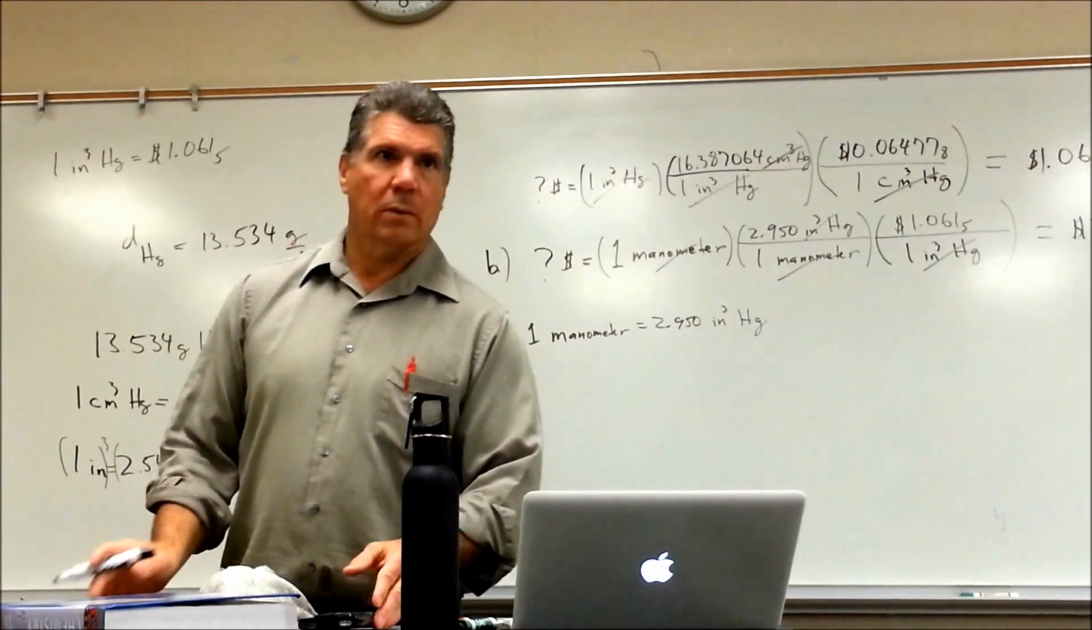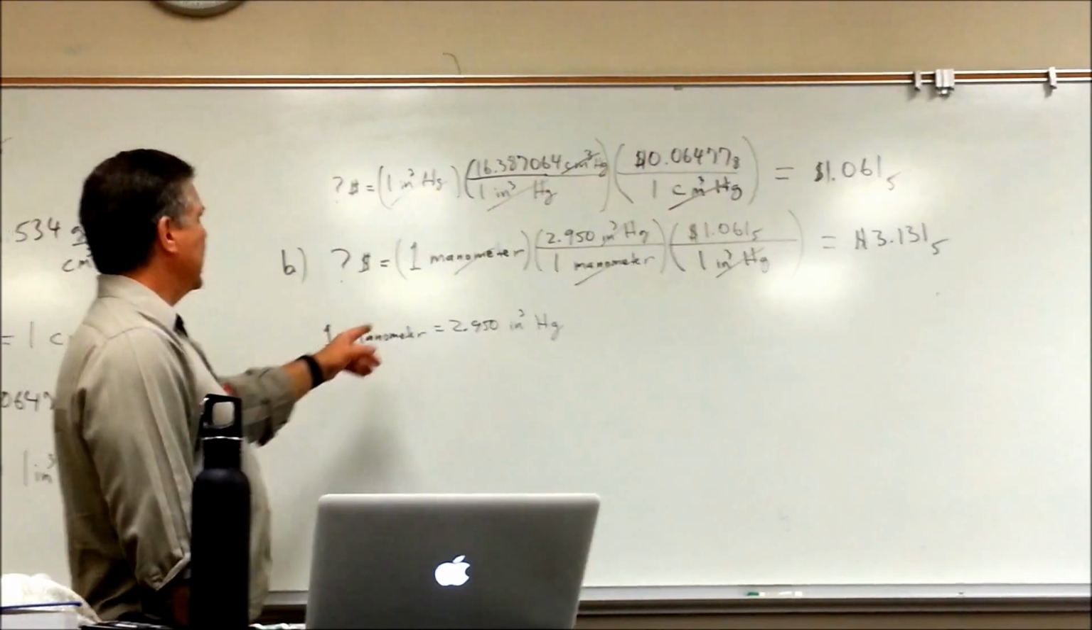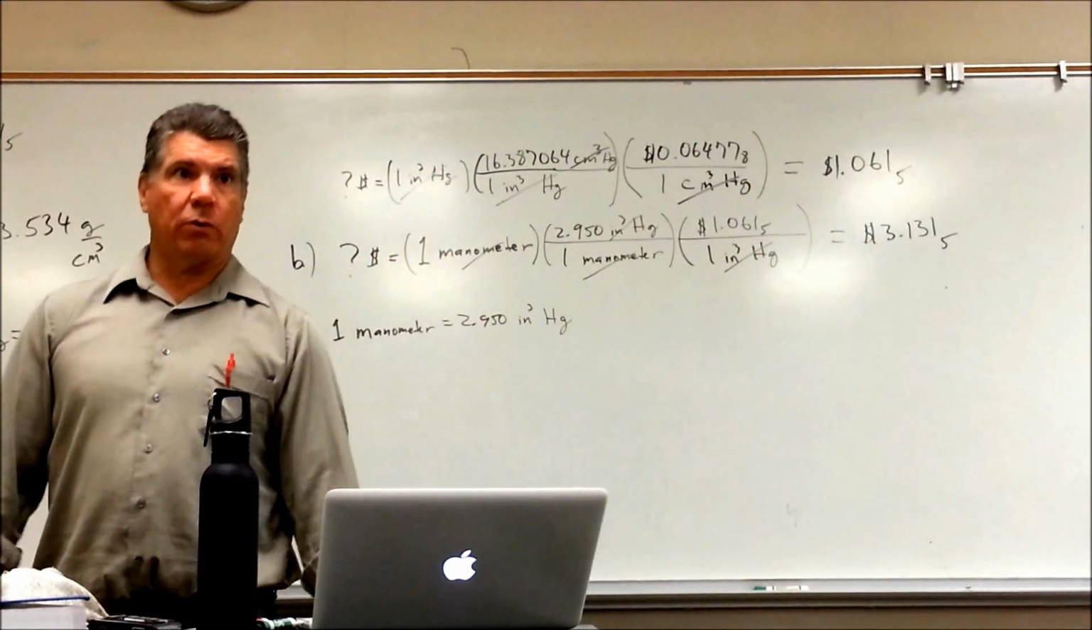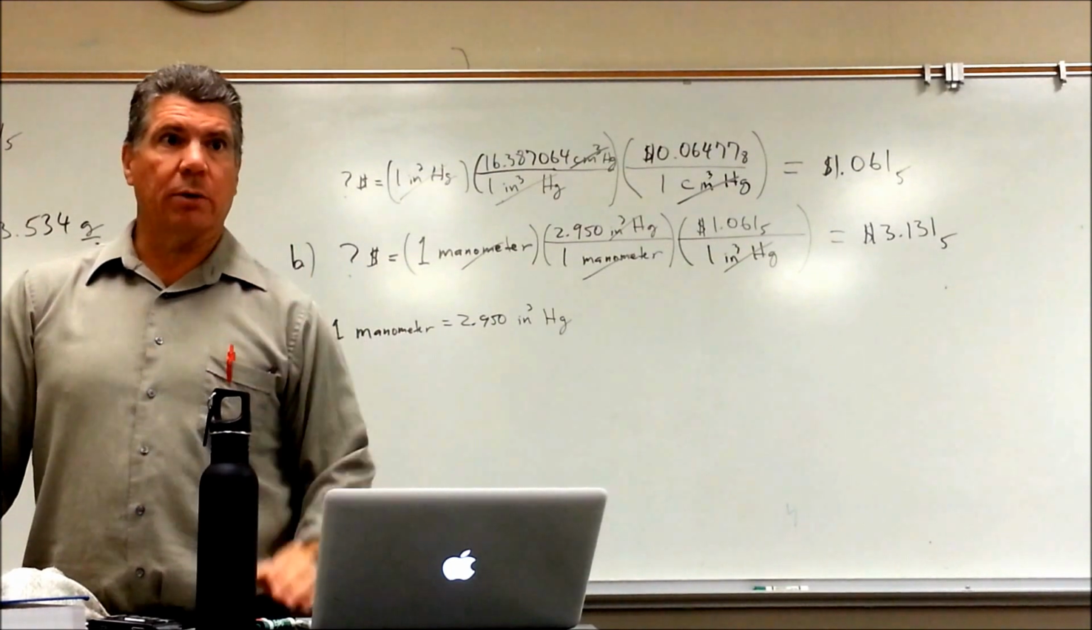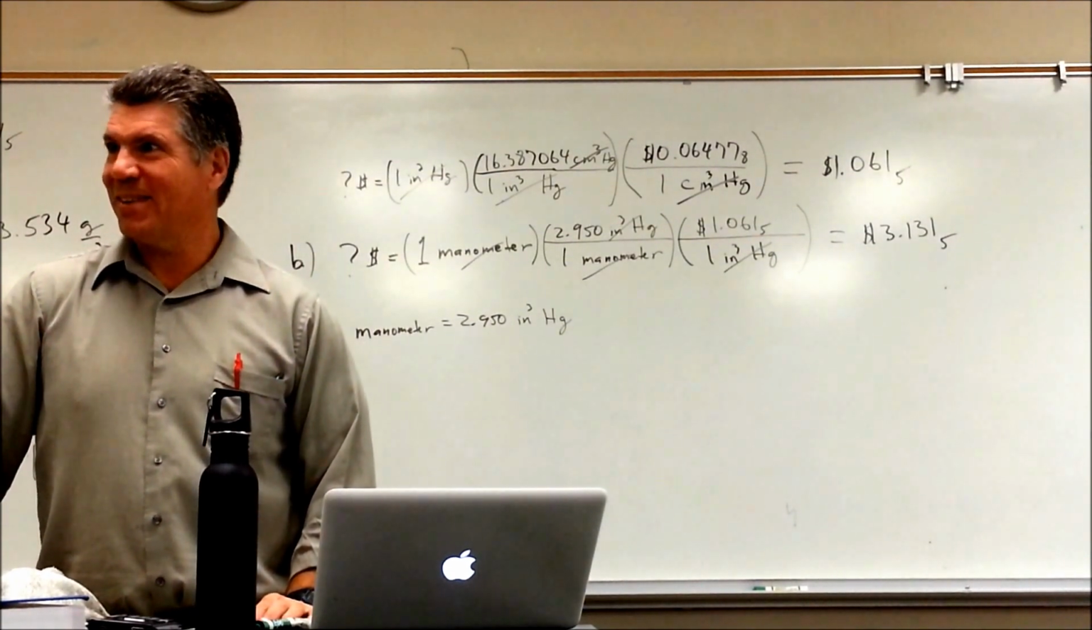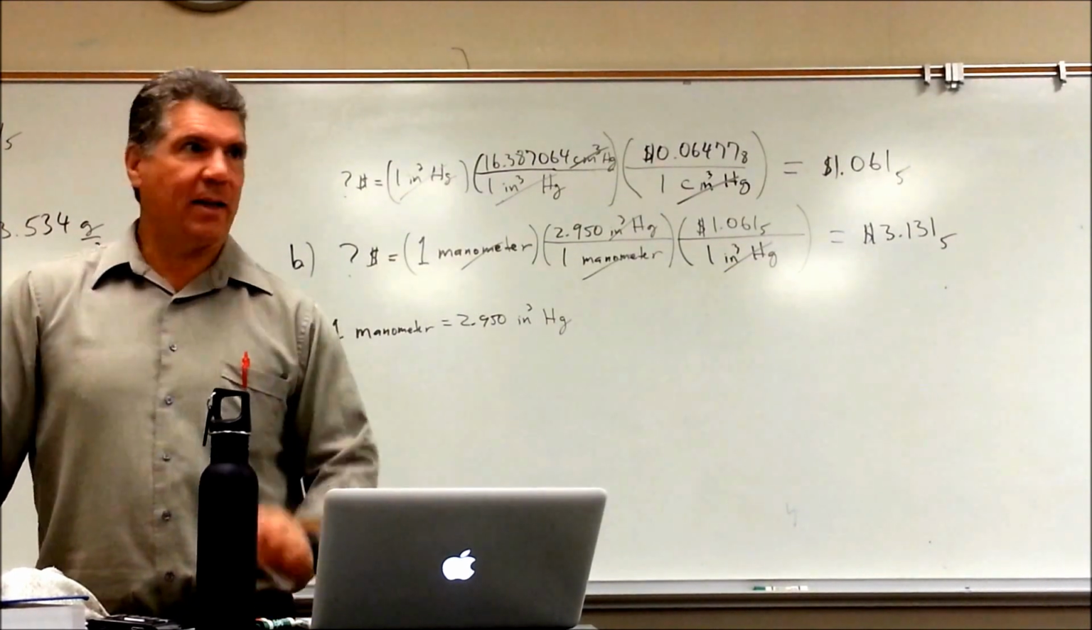Where'd you get the 2.950? They gave that to me. They said you need 2.950 cubic inches of mercury to make 1 manometer. Ah, gotcha, okay. You good? Any questions on this one?